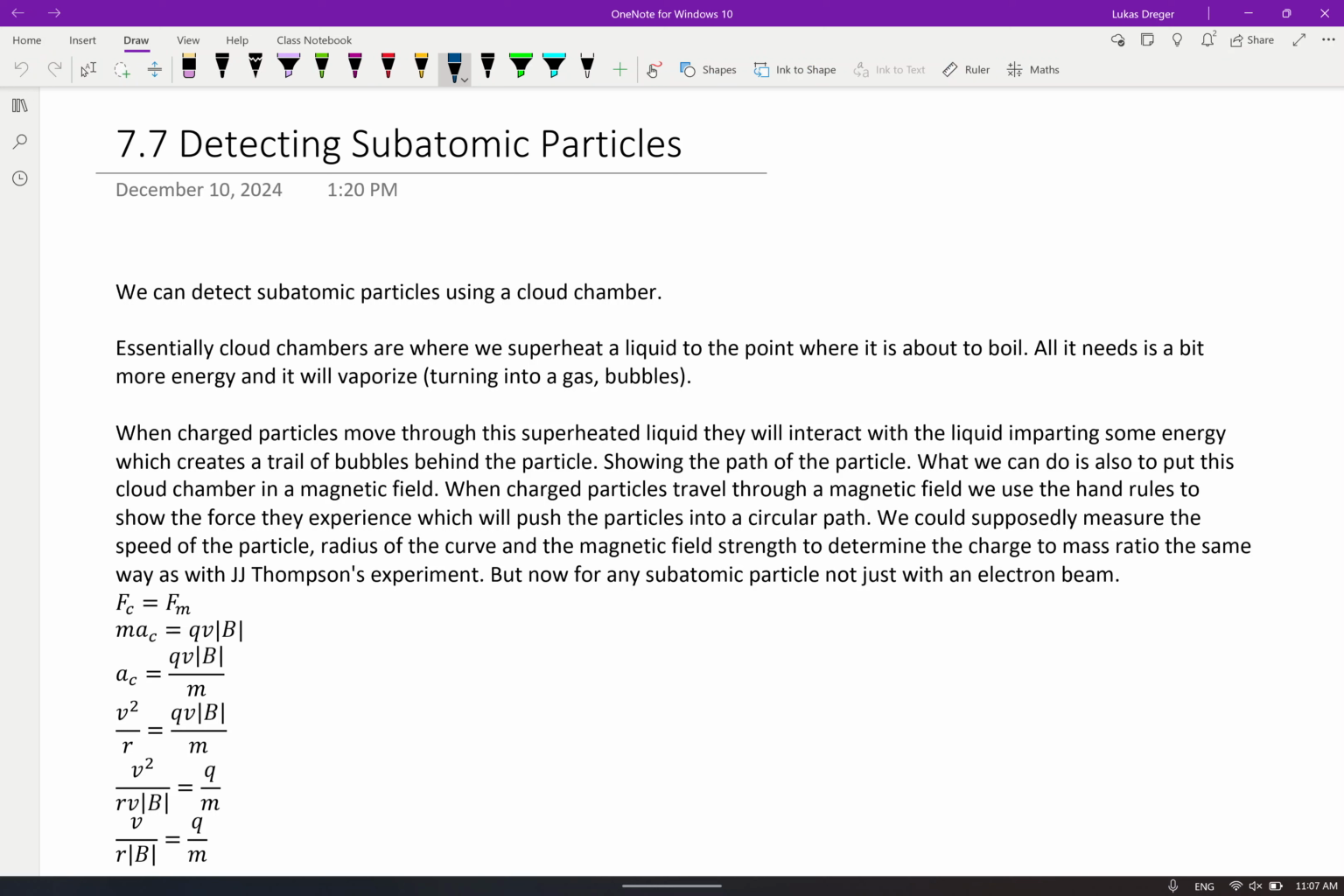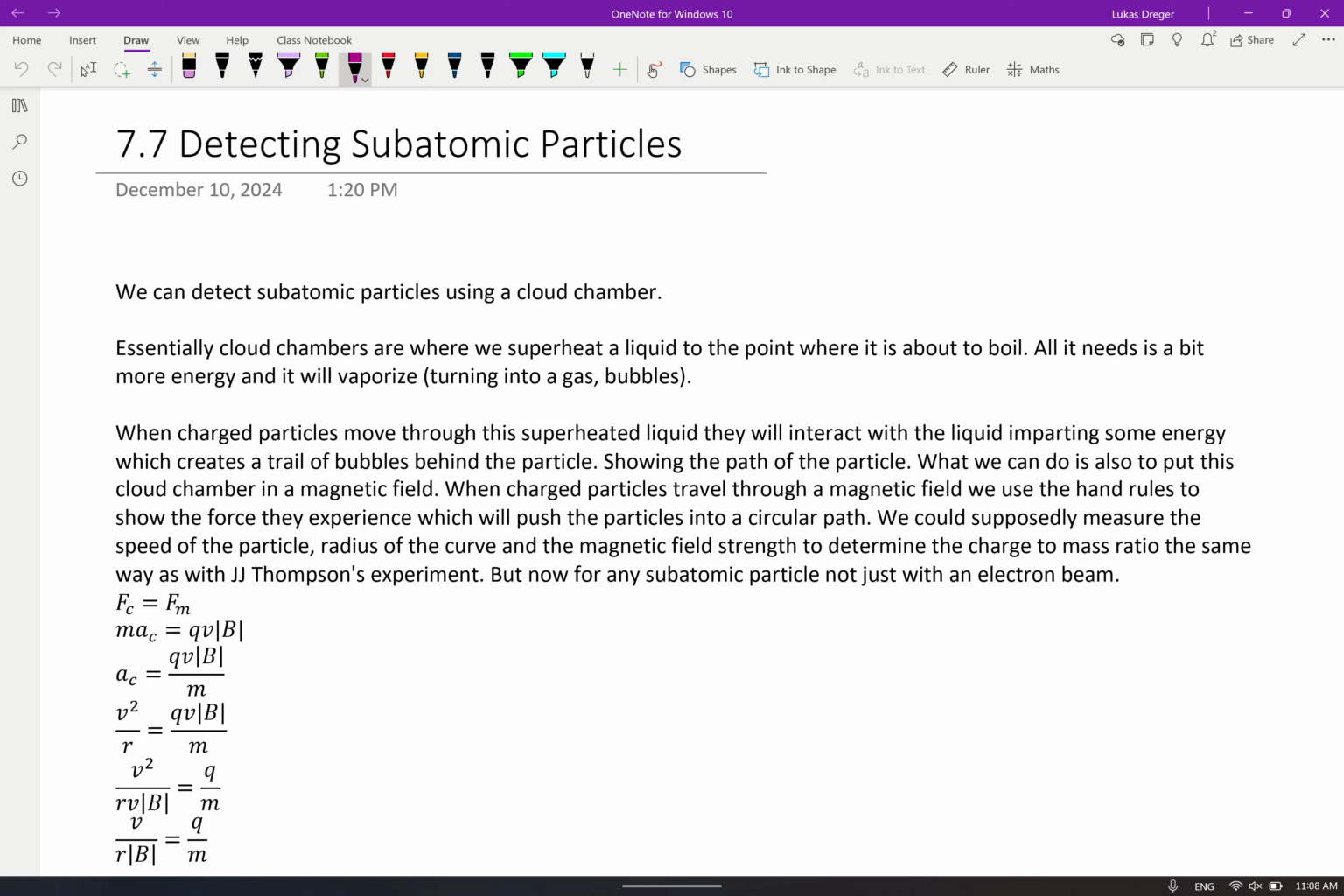Hello and welcome to my video, lesson 7.7 on detecting subatomic particles. We can easily detect subatomic particles using something called a cloud chamber. A cloud chamber is basically when we superheat a liquid to the point where it's about to boil, and all we need to do is add a bit more energy and it will vaporize.